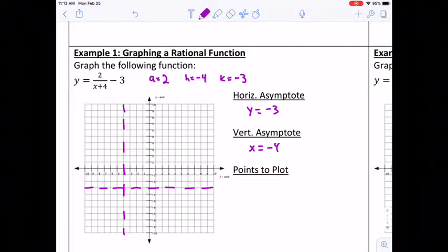So the first point is always 1 plus your h value and a plus k. And when you simplify those, you'll get the point -3, -1, which you plot. -3, -1 is right here.